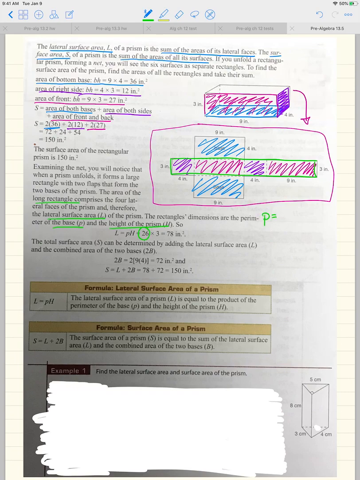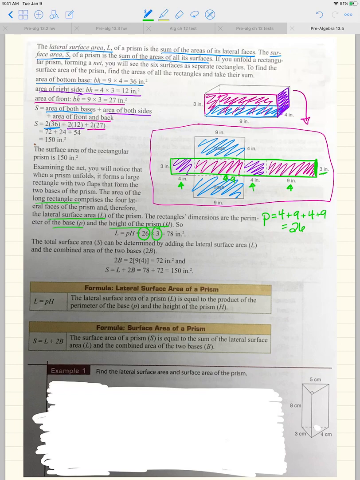The perimeter of this long rectangle is 4 plus 9, that's 9 right there, plus 4, another 4 right here, plus another 9. Okay, 4 plus 9 plus 4 plus 9 is 26. And the height is this right here, 3 inches. So capital L is the perimeter of the base, lowercase p, times the height of the prism.